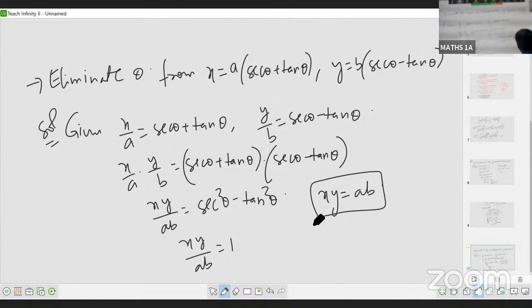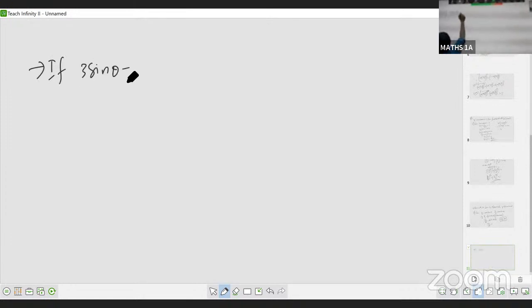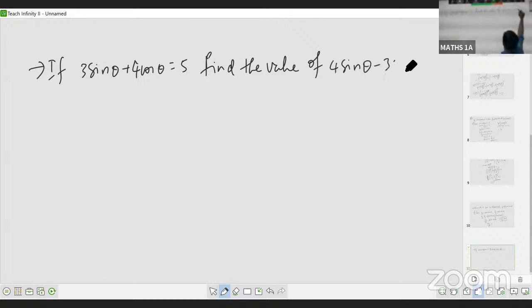Yeah, one last sum for today. That is, if 3 sin theta plus 4 cos theta equal to 5, then find the value of 4 sin theta minus 3 cos theta. Find the value of 4 sin theta minus 3 cos theta.